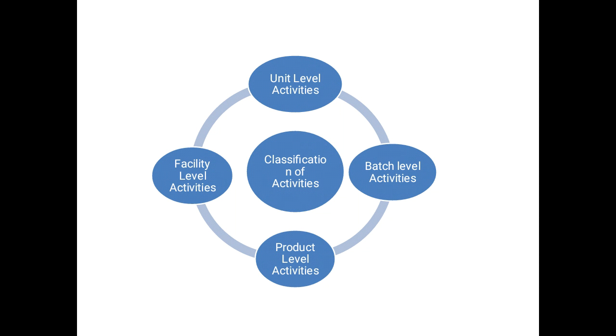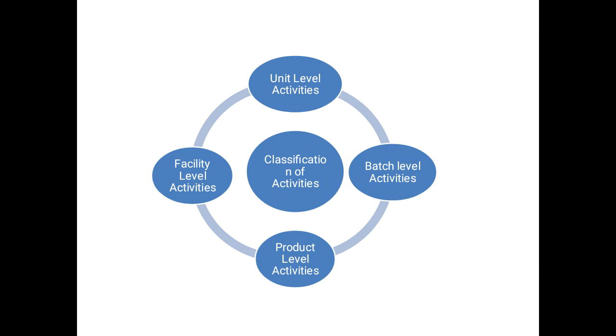Next is batch level activity. You can see the difference between unit level activities and batch level activities. In unit level activities, the activities are performed for each unit produced, but batch level activities are those activities which are performed each time a batch of goods or product is produced. The cost of batch level activities varies with the number of batches, but is fixed with respect to the number of units in each batch. In unit level, we already saw that the overhead cost can vary with the number of units produced, but in batch level activities, the cost varies with the number of batches, but is fixed with the number of units produced in that particular batch.